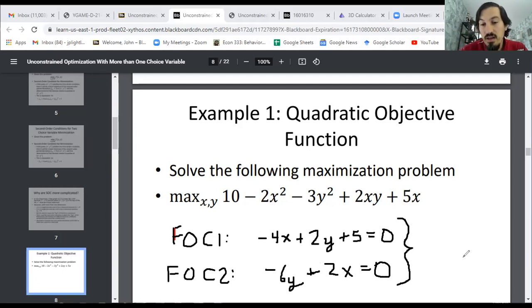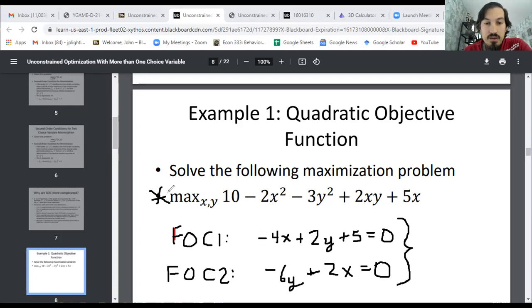Use substitution if you want. You could use Cramer's rule if you want. I don't think you need Cramer's rule, but let's say there was a third choice variable z, then maybe you would want to use it. But for this, just use substitution. Solve for y in terms of x, plug that in, and then you'll have an equation with only x's. Solve for x, and then go back and solve for y. That's going to be the method for finding a potential solution to this maximization problem.